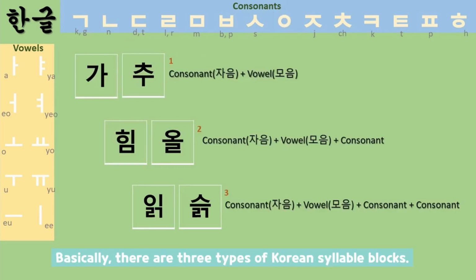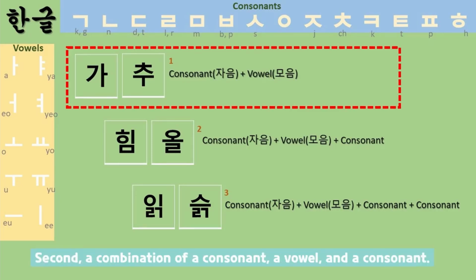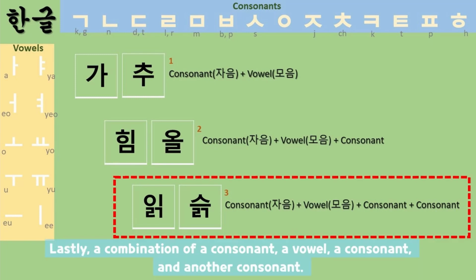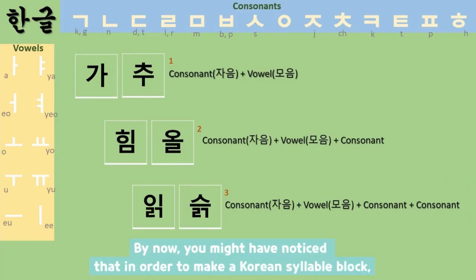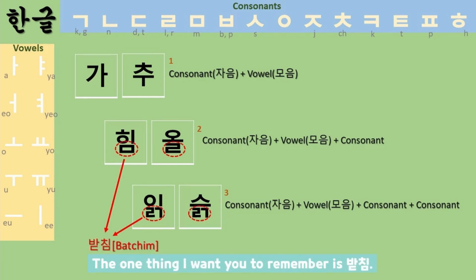Basically, there are 3 types of Korean syllable blocks. First, a combination of a consonant and a vowel. Second, a combination of a consonant, a vowel, and a consonant. Lastly, a combination of a consonant, a vowel, consonant, and another consonant. By now, you might have noticed that in order to make a Korean syllable block, you need at least a consonant and a vowel. One thing I want you to remember is 받침.